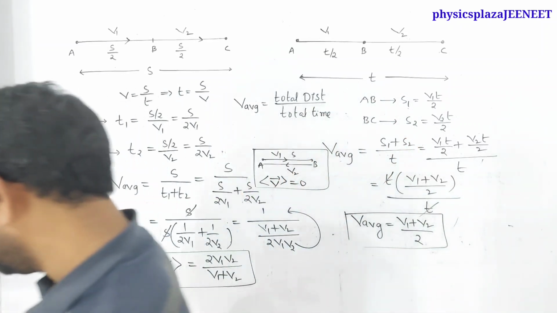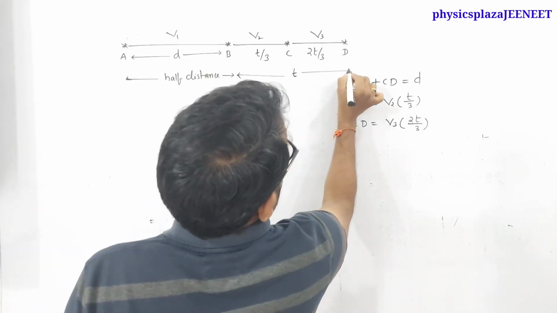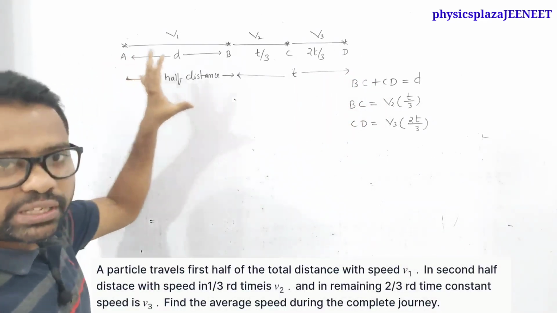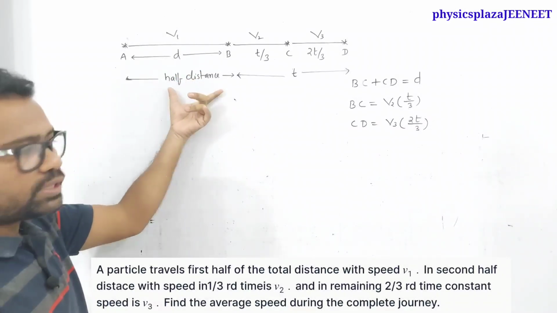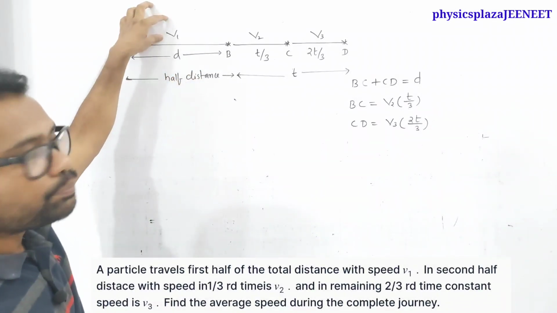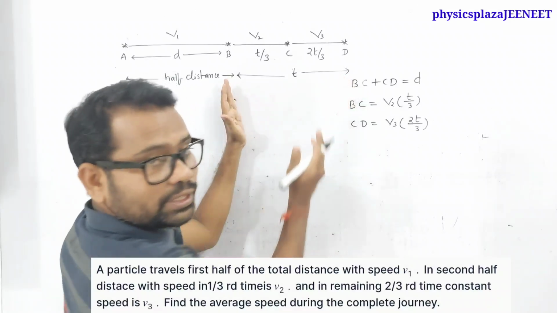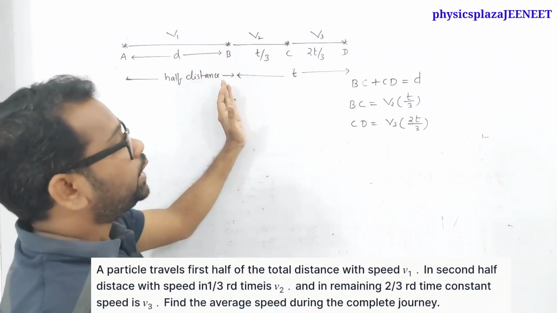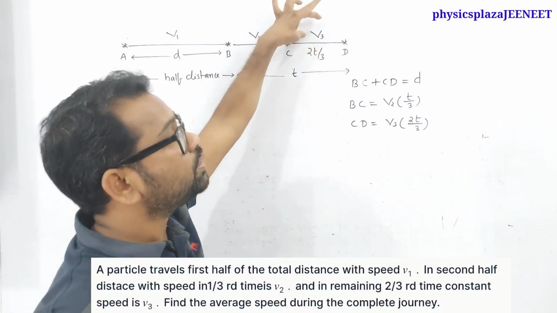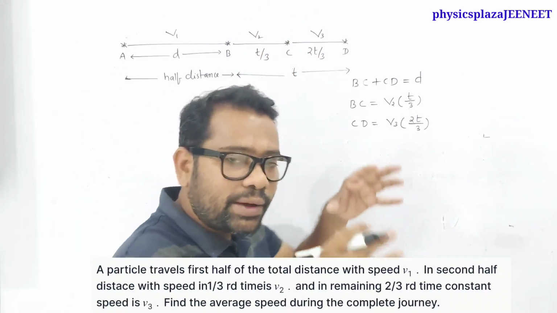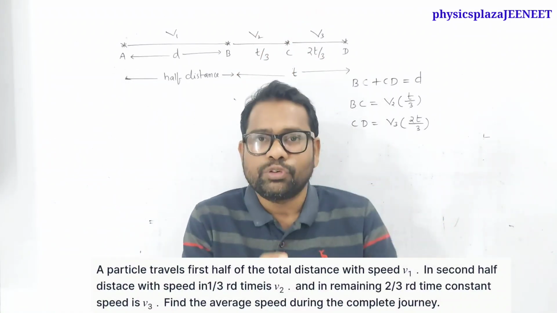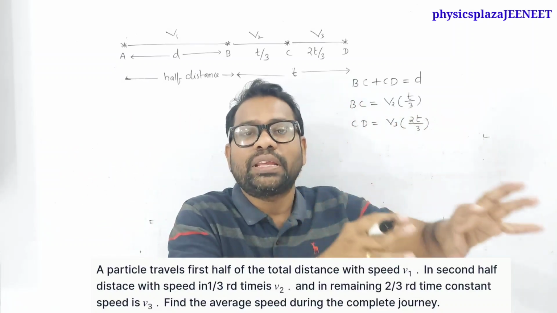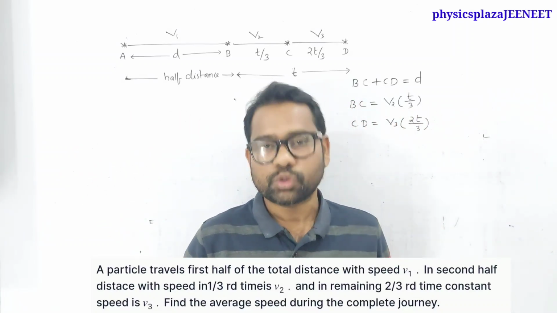Okay, copy this. Let's take time t. So children, as per the question, here a particle is in motion such that the first half of the distance it is covering with the speed v1. In the second half of the distance, in 1/3 of time it is going with the speed v2, and in 2/3 of time it is going with the speed v3. Then what is its average speed? Children, this seems a bit confusing. But if you divide it into parts, it is very easy to solve.